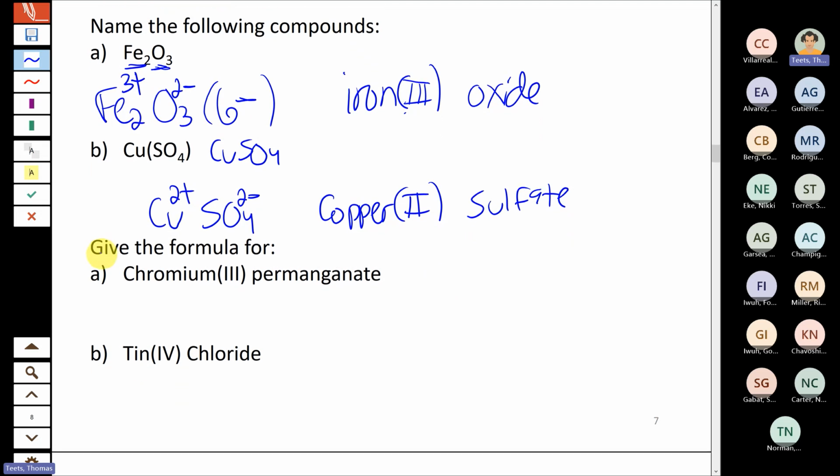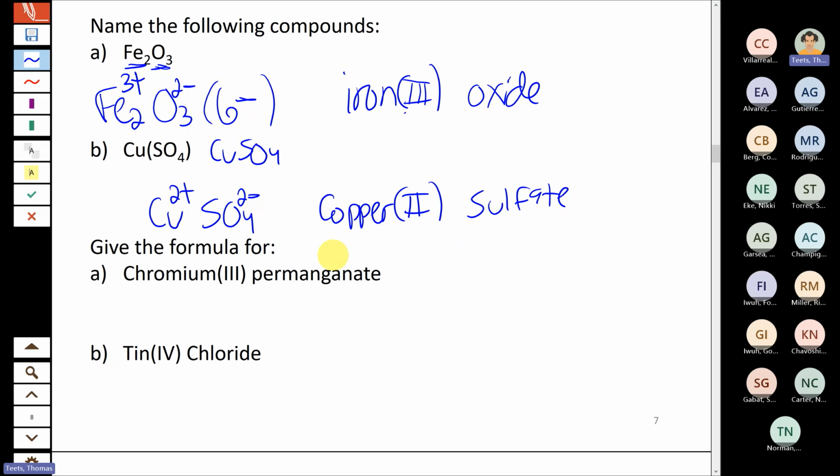All right, and then a couple that are slightly more complicated, giving the formula from the name. This one is actually, with transition metals, fairly easy to do because the charge for the transition metal is directly given to you. So there's nothing you have to do to figure that out. You just have to know the charge of the anion, either from the periodic table, if it's just a single anion, or if it's a polyatomic, you have to just know the charge. There's not a systematic way to do that, at least at this level of chemistry.